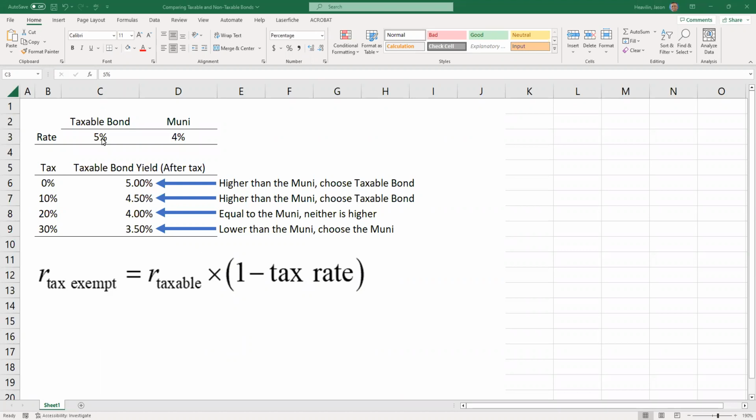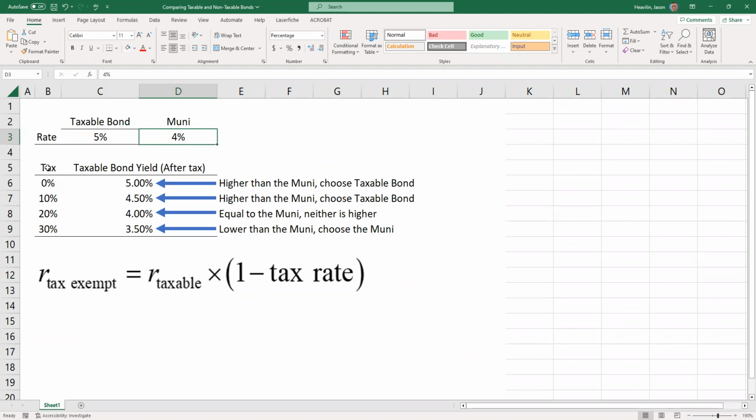In this example, we have taxable bonds with a 5% rate and municipal bonds, which are tax-exempt, with a 4% rate. On the surface, it looks like this one is giving a higher yield than this one, so you will think that is an easy choice. However, because you pay taxes here, not here, this may or may not be the same depending on your tax bracket.